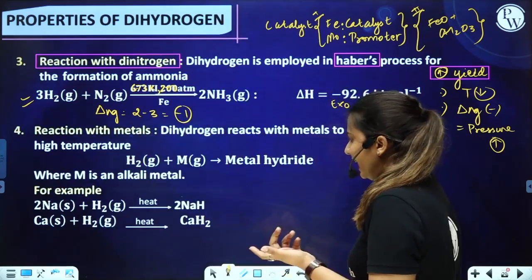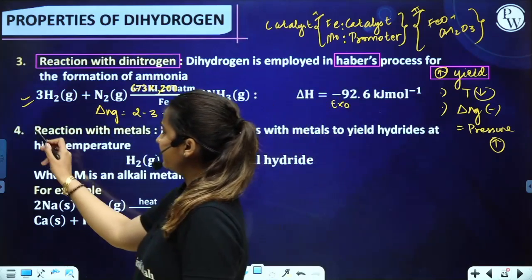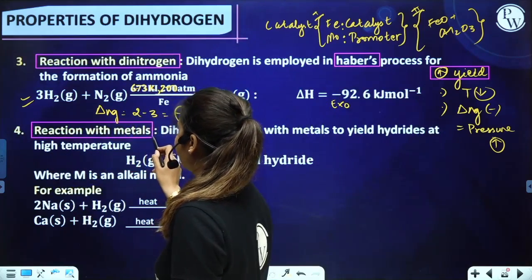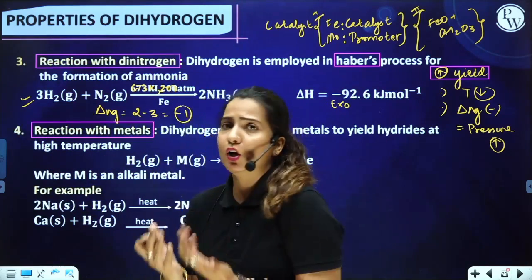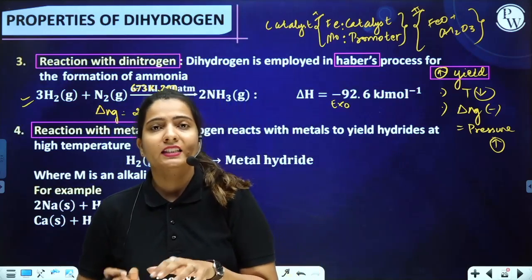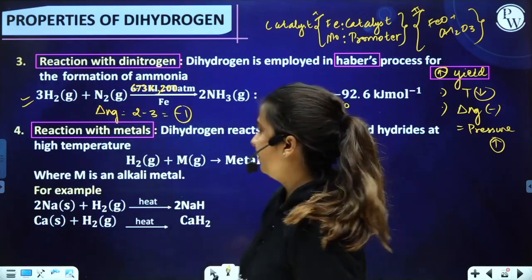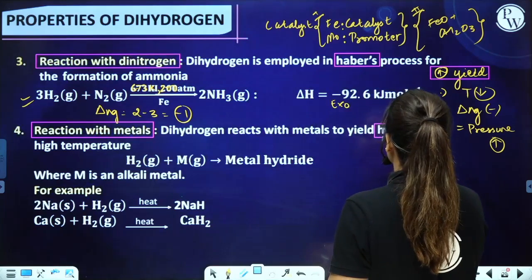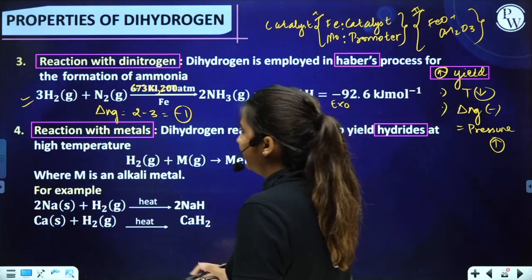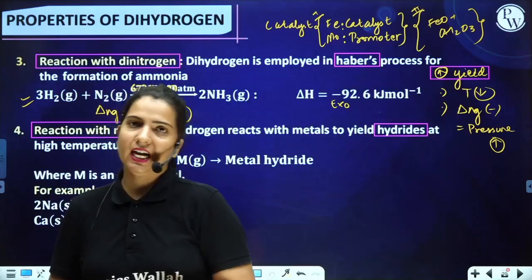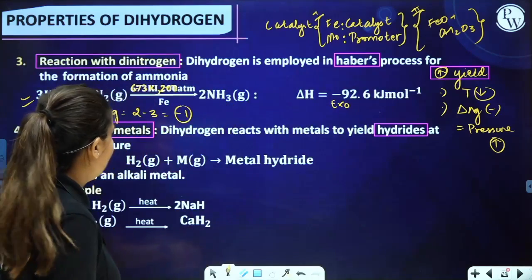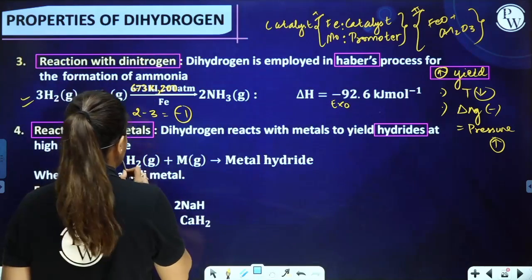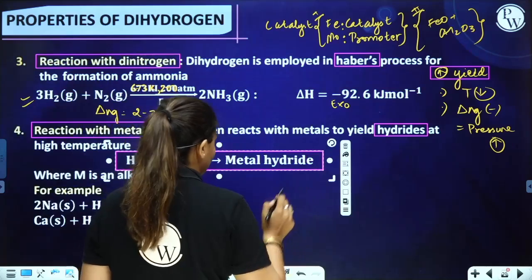Now, the reaction with metals. Whenever hydrogen reacts with the metals, it forms a number of types of compounds, and they are simply called hydrides. They have written this name, hydrides. You have to remember that the reaction of a metal with hydrogen forms the hydride. Now I can underline all these things. I should give a box to you for this.